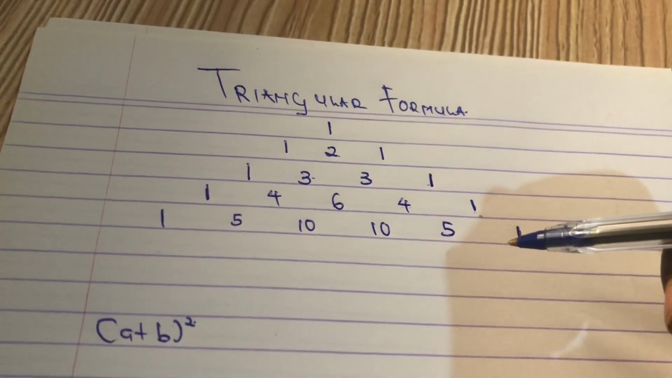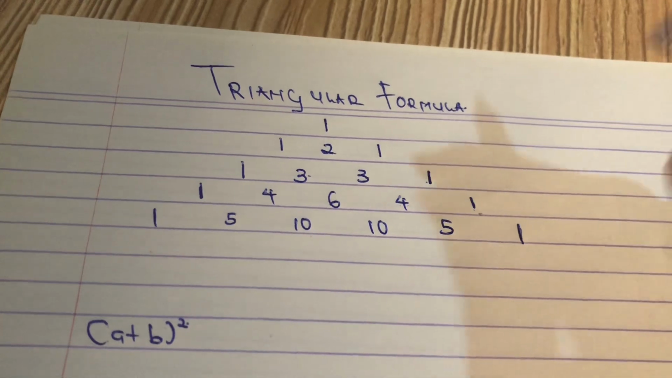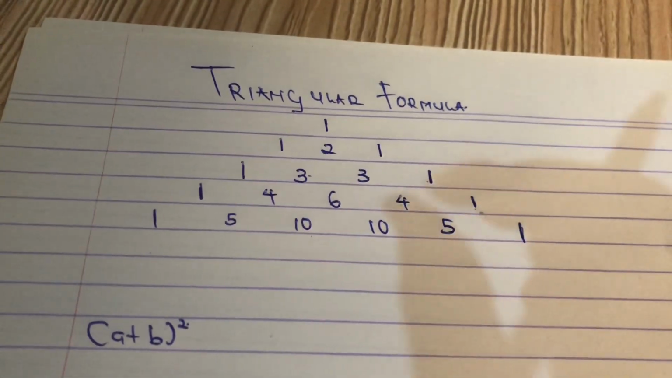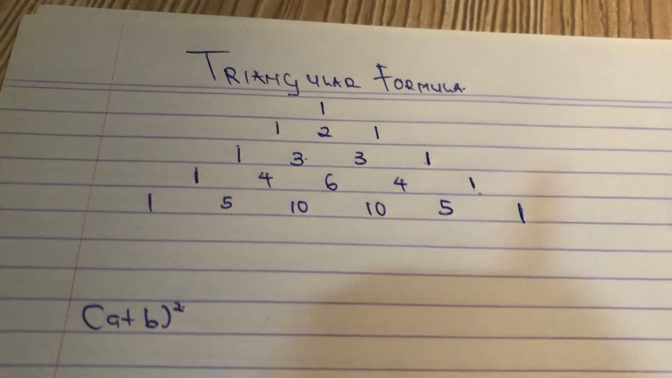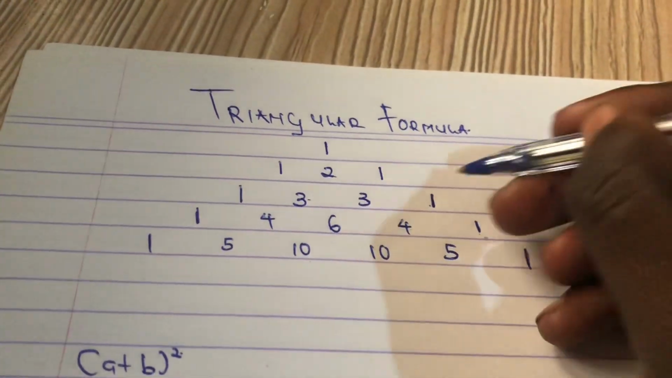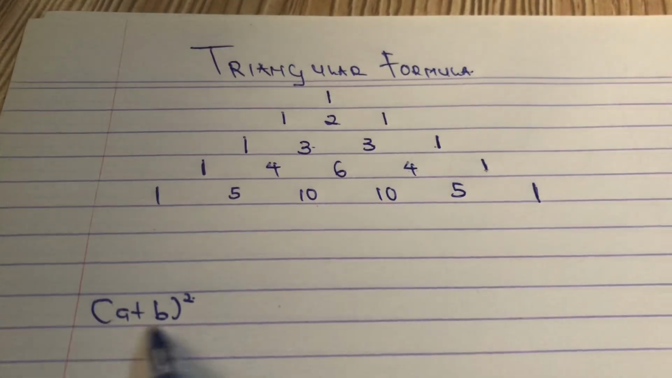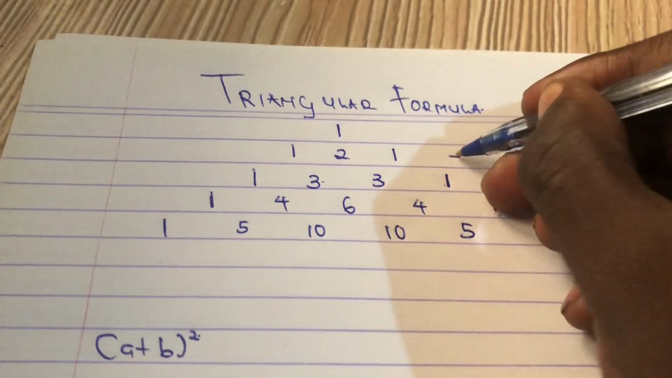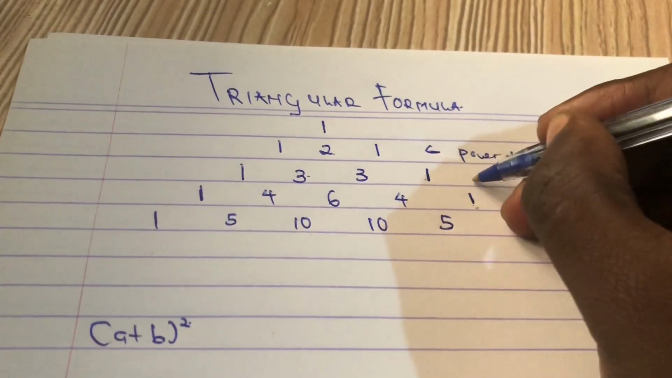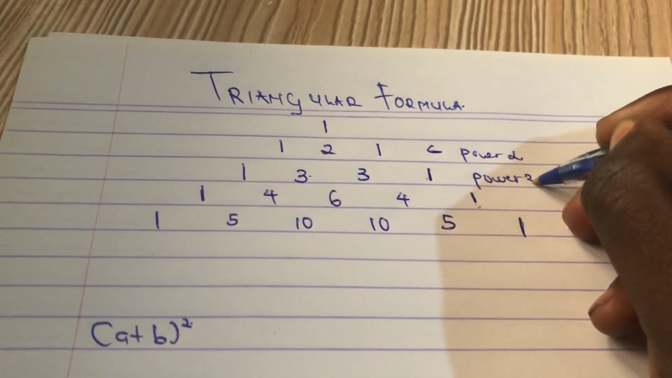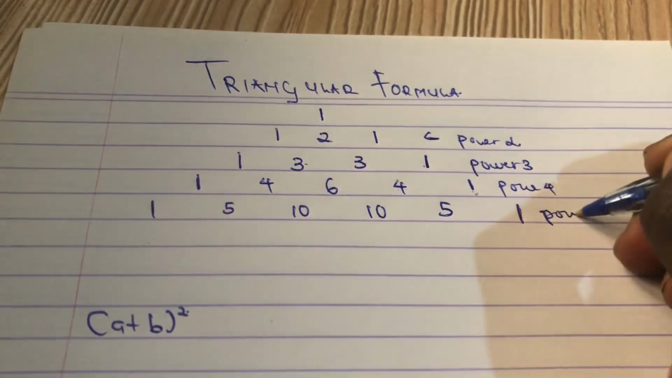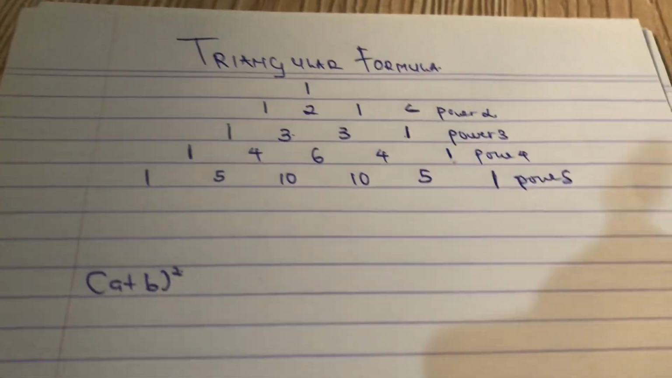So the triangular formula is actually used for expanding numbers to the power 2, to the power 3, to the power 4, to the power 5, up to the power infinity. It still continues. When you're expanding to the power 2, you use this row. This one will be to the power 3. This one will be to the power 4. And this one will be to the power 5. If you continue, power 6, power 7.